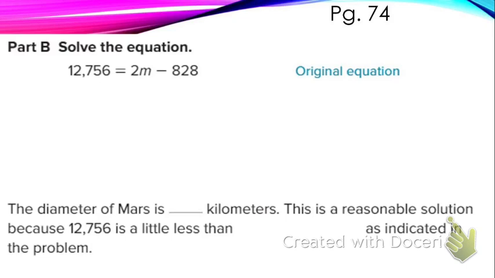So in order to solve this, what did you do first? What was your first step? So we're trying to solve for m. This is what I'm trying to solve for. And we're going to do the opposite. So what's the opposite of subtracting 828? Adding. So we're going to add 828 to both sides. Go ahead and type that in your calculators.